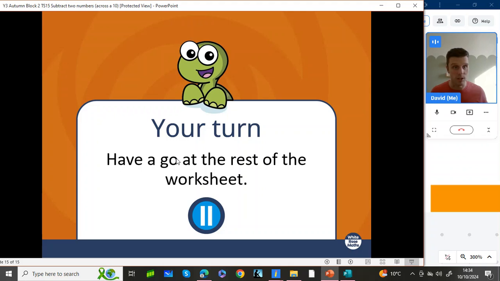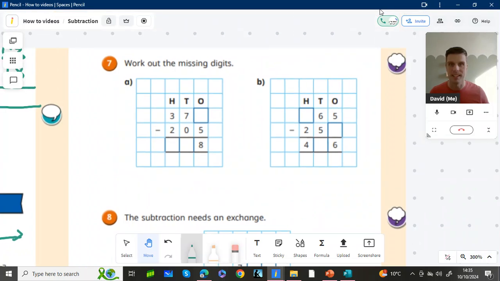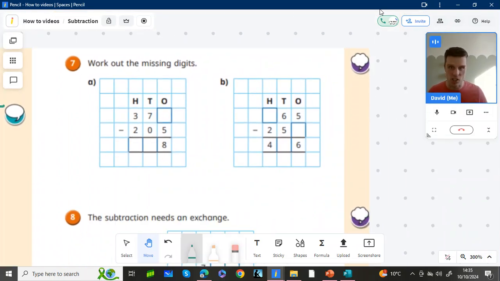And now it's your turn to have a go at the rest of the worksheet. And hopefully the questions will be subtraction questions. So moving on to question 7. Okay, work out the missing digits. So I'm going to do the first one with you together and then pause afterwards and you can complete the second question.